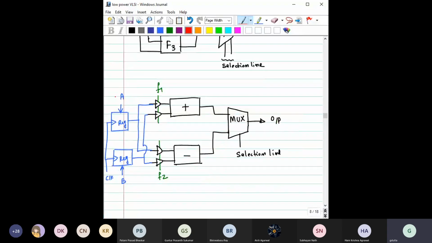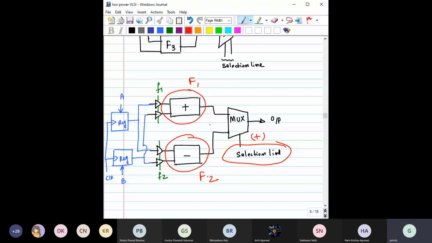See here. These are the registers through which the numbers A and B are fed. This is the block F1. This is the other block, which is F2, right? After that, these two outputs are connected to a multiplexer, and here you have a selection line for the output. By using this selection line, suppose you are choosing the addition, then you are only choosing this. At the same time, you make F1 transparent, and A and B are only applied across this block, not across this block, right? That way you can save some energy.